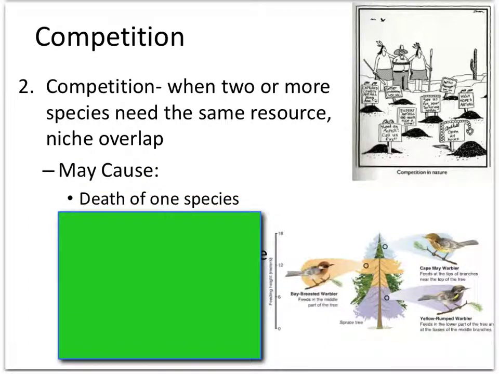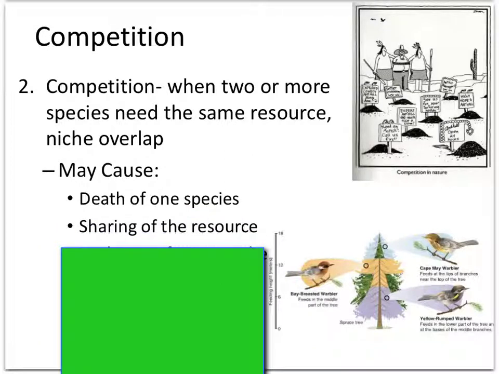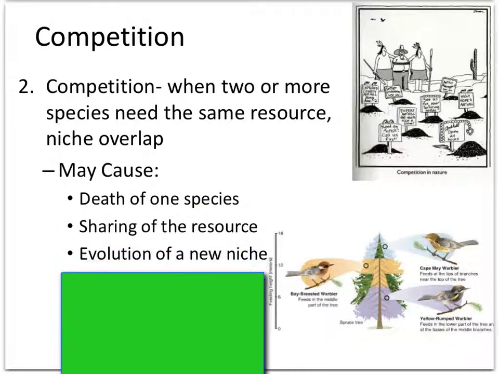One could just be the death of one species. That's probably what you most often think about, right? One species just goes to, we say, local extinction. It kind of dies out in that area. Another thing could be that they decide to share the resource. Or third, one species could evolve a new niche.